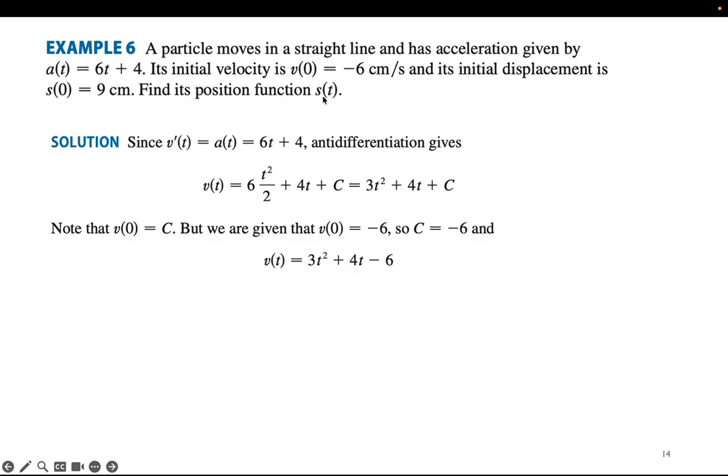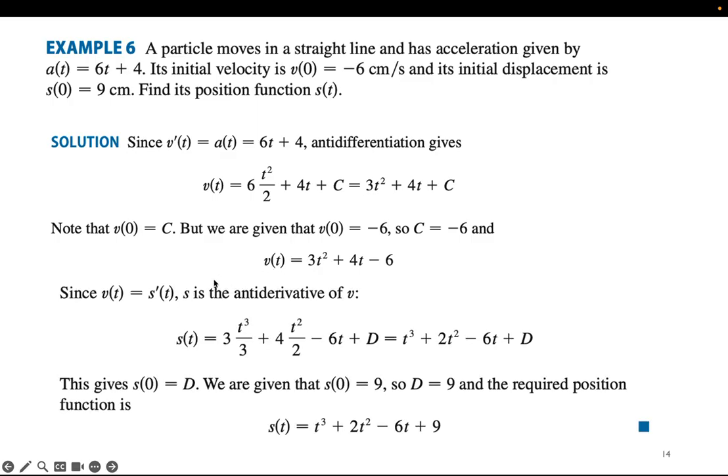But I need my position, so I have to do this again. I have to find the antiderivative of V of t, which is the position function. Applying the power rule, I add 1 and divide by that. So add 1 is 3 divided by 3, and 1 plus 1 is 2 divided by 2. If I do that, I get this general S of t with a plus d. After simplifying, I have the general solution for the position.